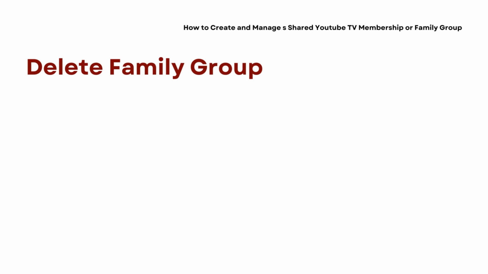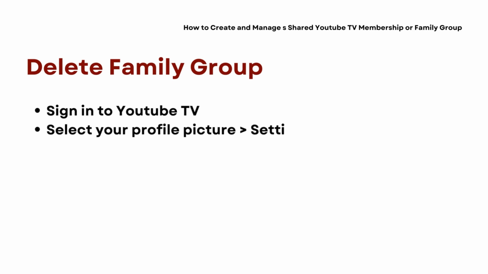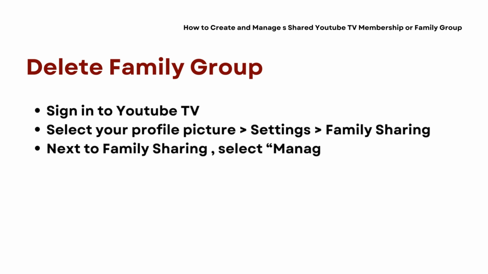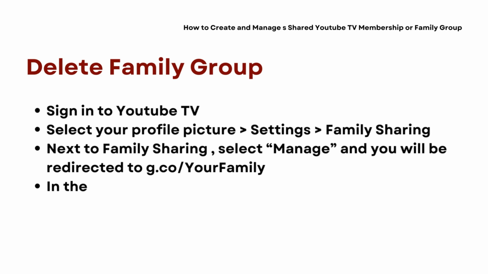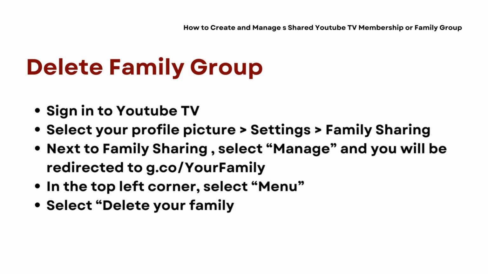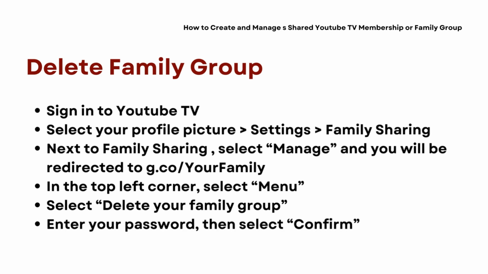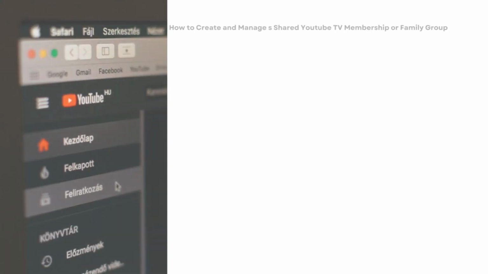So to remove your family group, just simply sign into YouTube TV, select your profile picture, go to Settings, and then go to Family Sharing. Next to Family Sharing, select Manage, and you will be redirected to g.co/yourfamily. In the top left corner, select Menu. Select Delete your family group. Enter your password, then select Confirm.